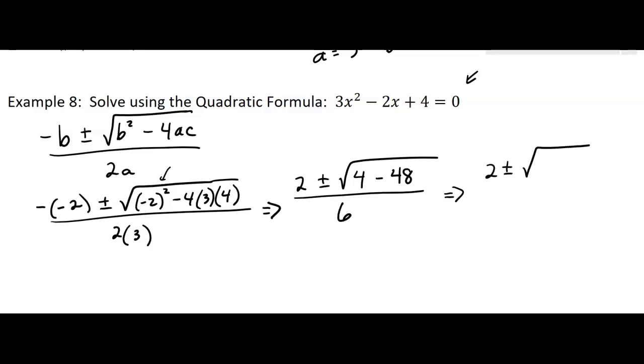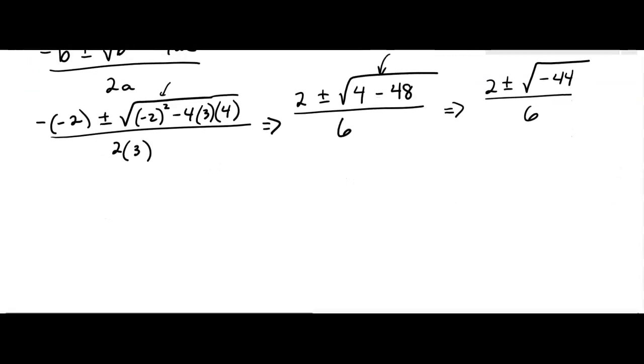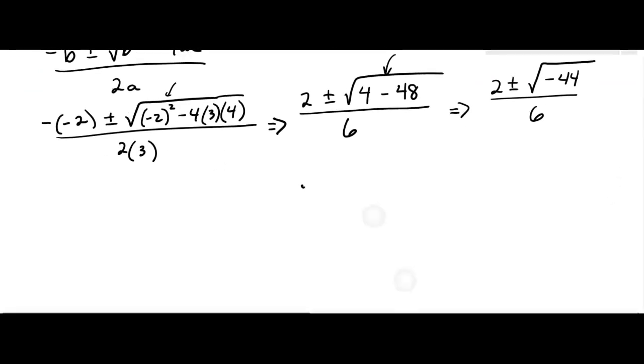Okay, now here's where we have to be careful. Remember how I said that sign is important? It was a subtraction sign, and so it's 4 minus 48, which is going to be a -44. Okay? You don't get to make that positive. It's a -44, all over 6. Well, because the square root is negative, that means that I'm going to have an i. So plus or minus i square root 44 over 6.